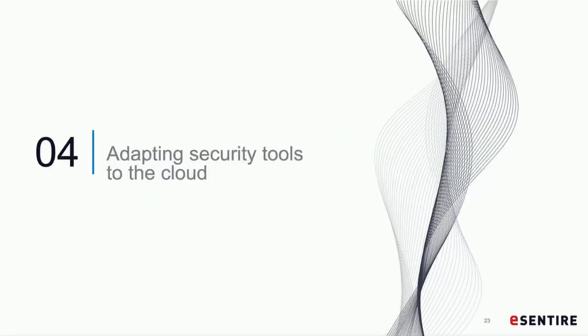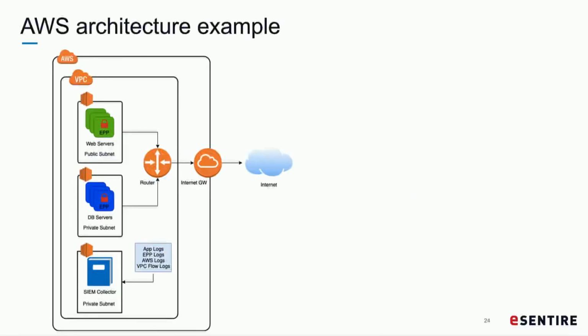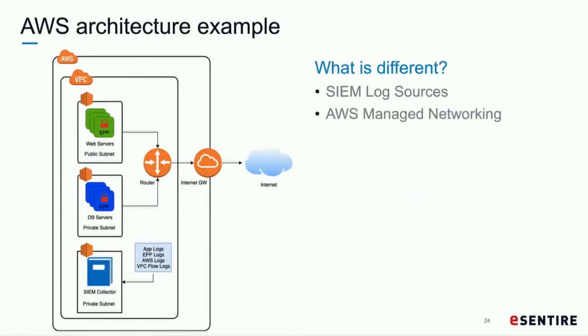So how do we get those into the cloud? Here's the exact same architecture within AWS. So first off, what's different? The SIEM log sources are different because we're not getting logs from the network equipment that was controlled by the customer anymore. The router and internet gateway that are listed here are abstractions by AWS. So you're actually getting the logs from AWS itself through CloudTrail or VPC flow logs, which is the other one that's listed there. And as I mentioned, those are no longer controlled by the customer, so that's the other difference.